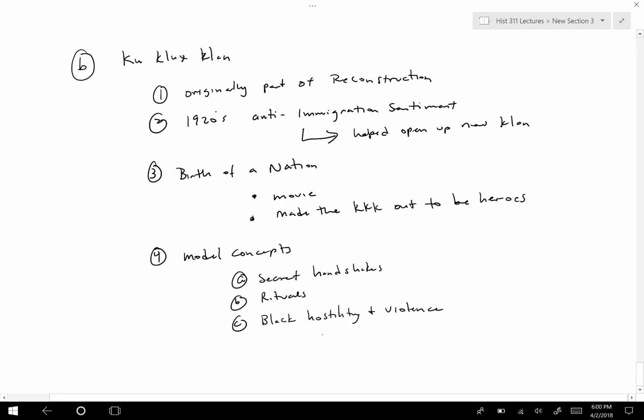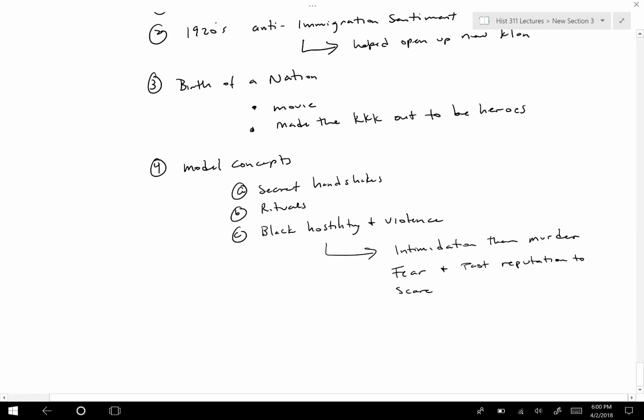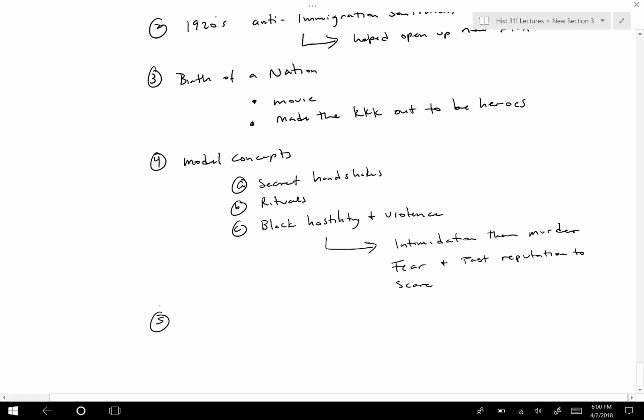One of the big things, real quick, with black hostility and violence is that it was more about intimidation than murder, right? They used fear and, we'll say, past reputation to scare. There were attacks and there was violence, and I don't want to undermine that at all. But the level of lynchings and killings that took place during Reconstruction and the Jim Crow era, that's not what was going on to that level anymore. Instead, they used burning crosses and scare tactics and destruction of property to try to get people to do what they wanted.